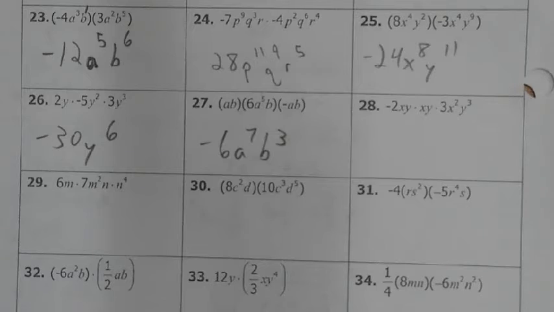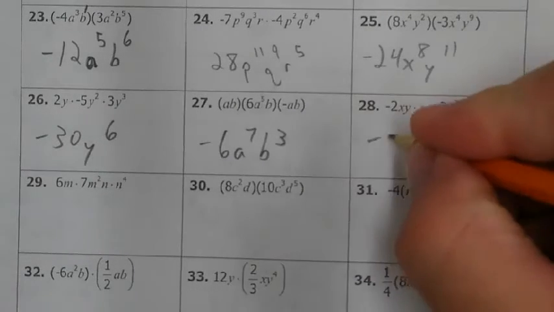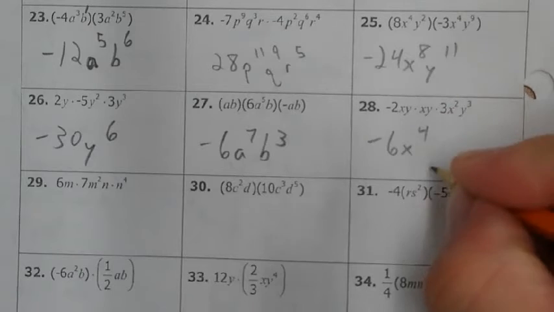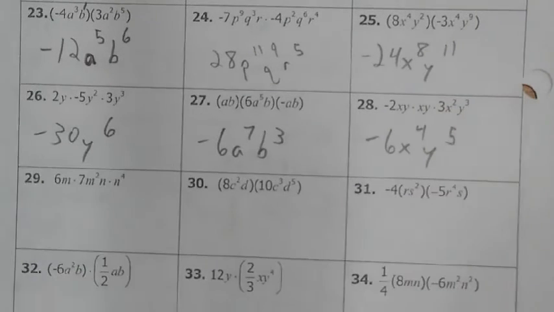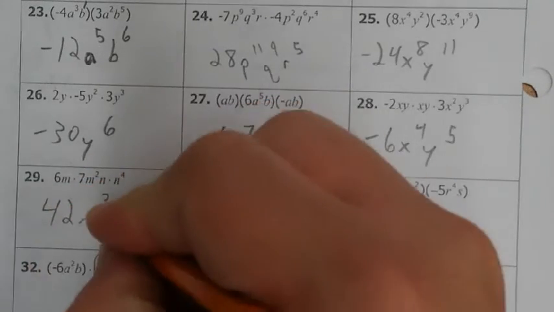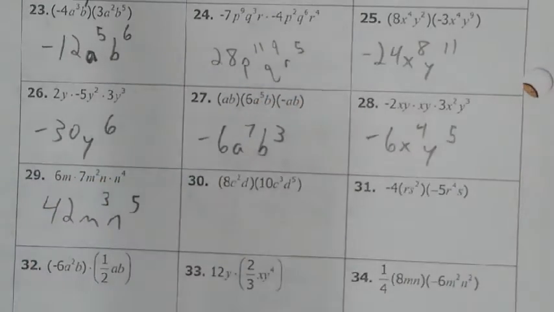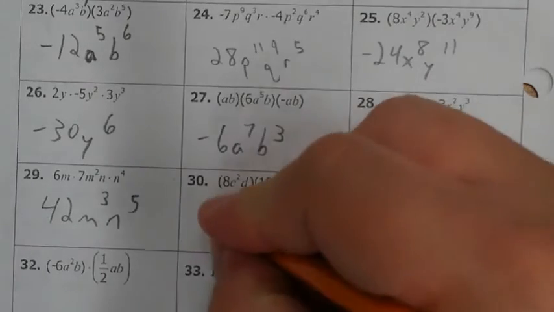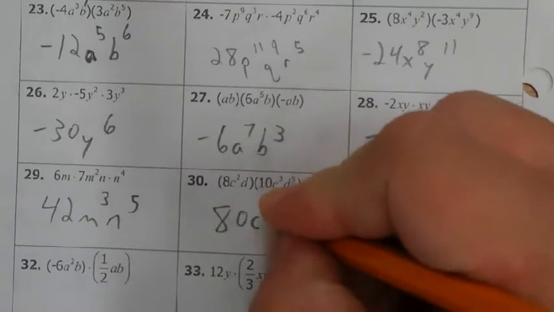28. Listen, what'd you get? Negative 6 x to the power 4, y to the power 5. Very good. Sincere, what'd you get for 29? 42 m to the power 3, n to the power 5. Nice. 30. Blake, what'd you get? 80 c to the power 5 and b to the power 6. Nice.